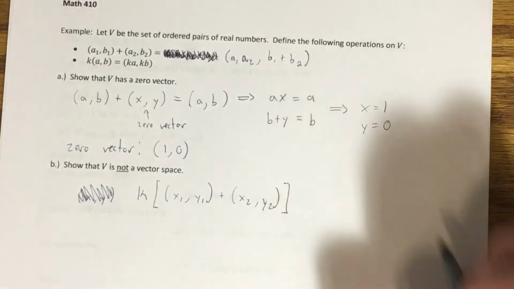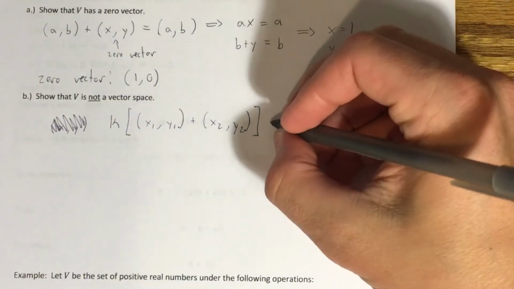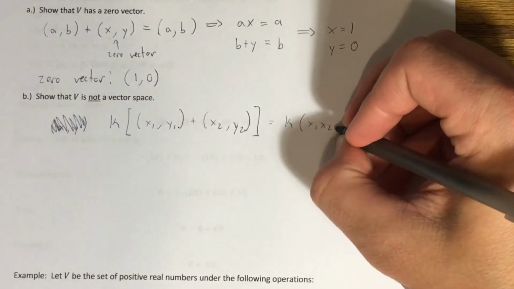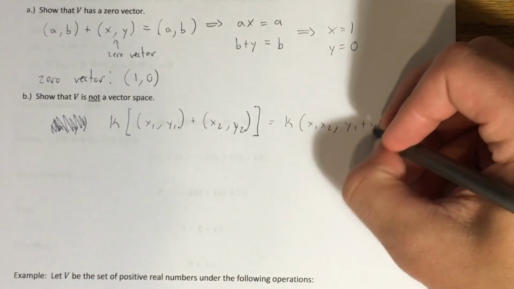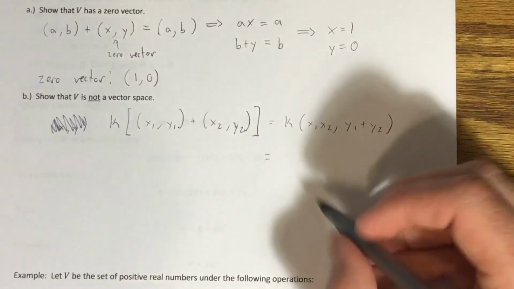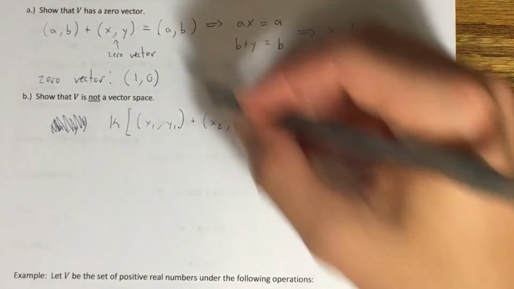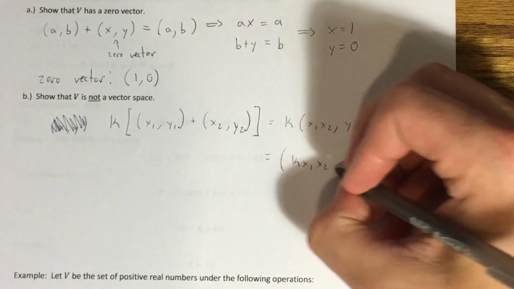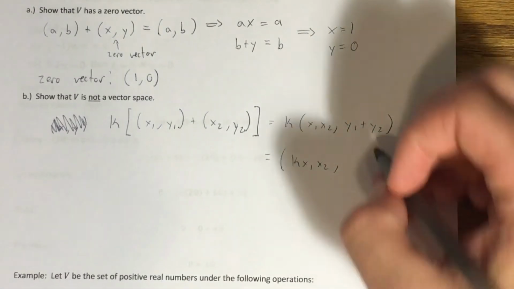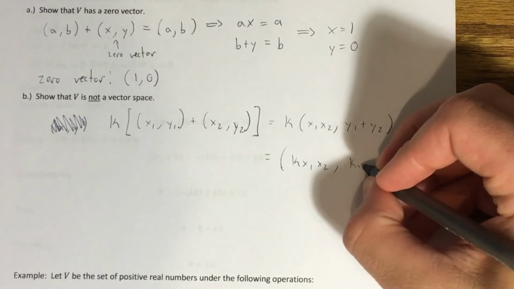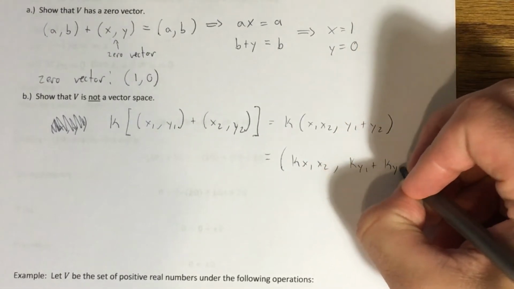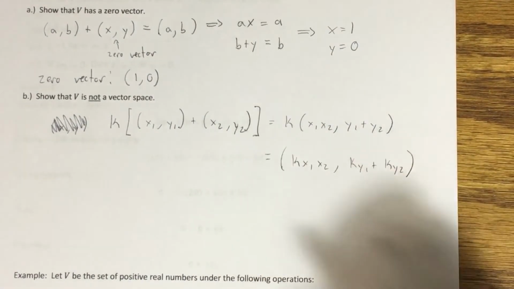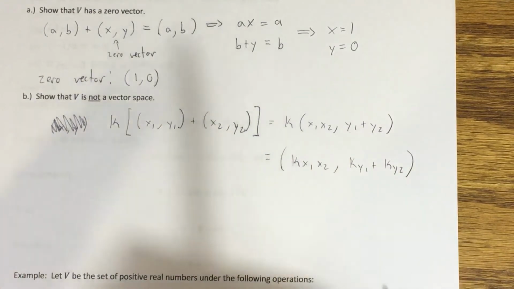Under the definition of addition in this space, this should be equal to k times the vector x1 x2, y1 plus y2, which, using my definition of scalar multiplication, which is the same here as it is in R2, is going to look like k times x1 x2, and then the k can distribute into those components there, k y1 plus k y2. Okay, what have I shown? Well, nothing that relevant quite yet.